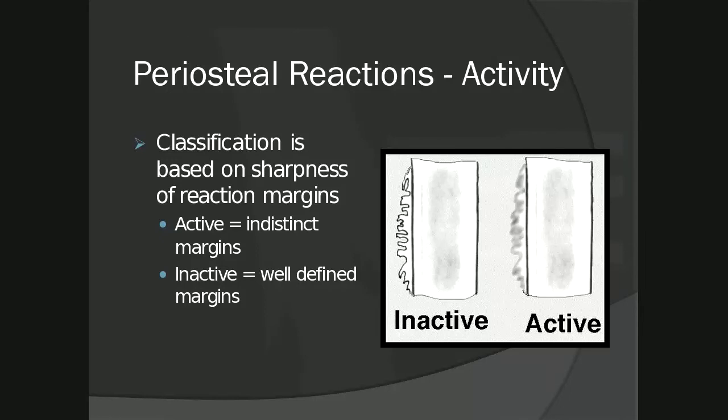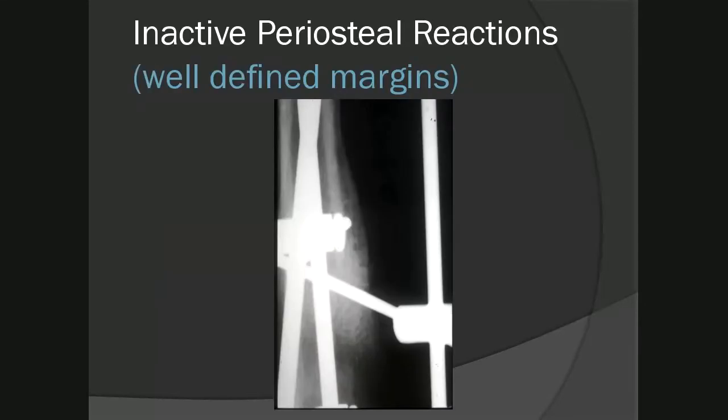Another note on periosteal reactions, their activity can be classified based on the sharpness of the margins. So an active lesion will have indistinct margins, whereas an inactive lesion will have very well-defined margins. And I've got some examples on the next slide. So in this case, the periosteal reaction is quite crisp, and it's easy to see its margins, and this is consistent with an inactive periosteal reaction.